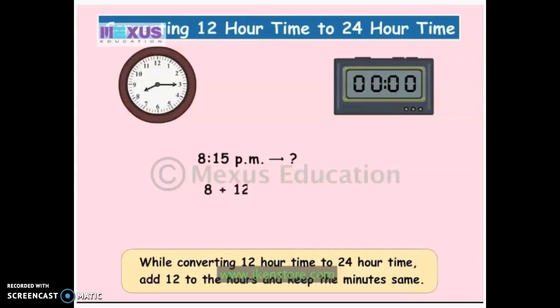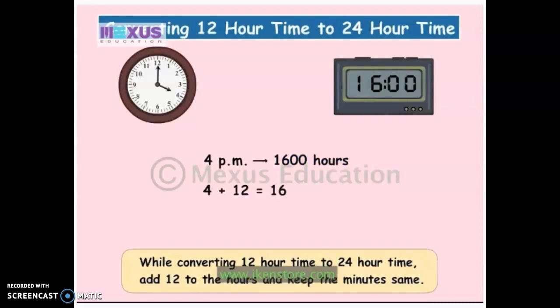8 plus 12 is 20. 15 minutes remains the same. So 2015 hours, right? Very good. Now one more. What about 4 p.m.? 4 plus 12 is 16. So 4 p.m. will be written as 1600 hours.